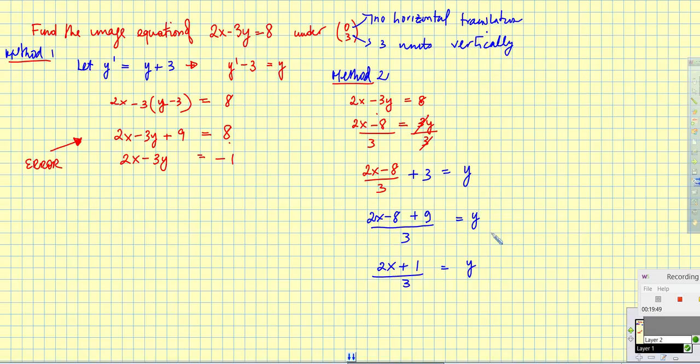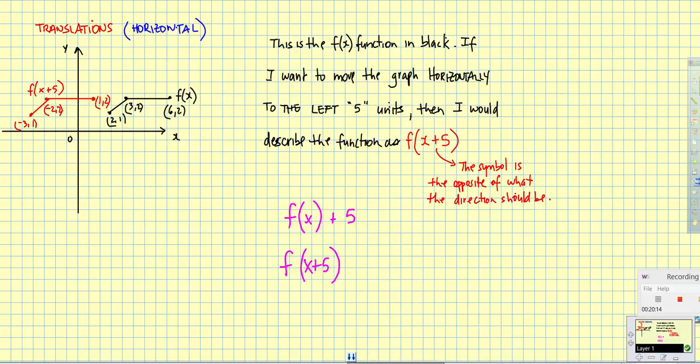And now if I just manipulate the equation, I'll end up getting 2x plus 1 equals 3y. And now I'll just move my 3y to the left, I'll bring the 1 over to the right, and I'll get exactly the same solution as I did on the left-hand side: 2x minus 3y is equal to negative 1. Okay, so that takes care of the vertical translations.